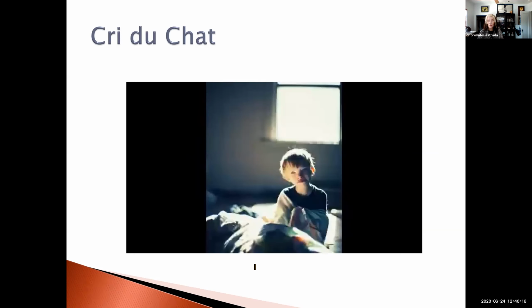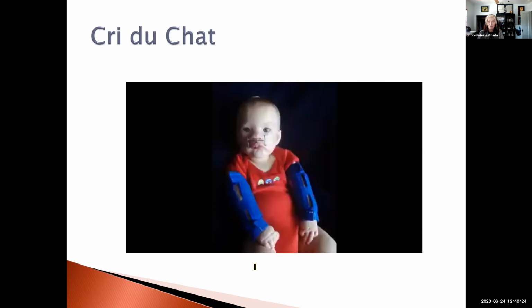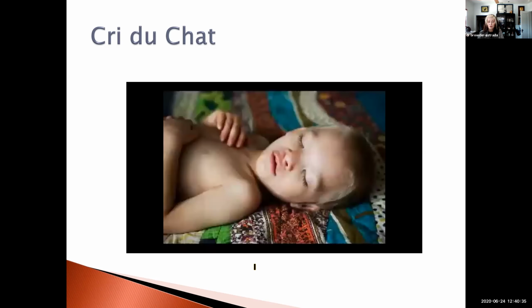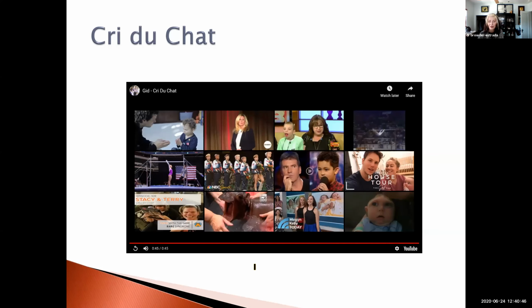You can see as he's growing up, he gets some surgery to correct his upper lip. And he's getting a little bit of corrective surgery on his lens. And then a little bit later on, like regular kids, wanting his earbuds and his toys.